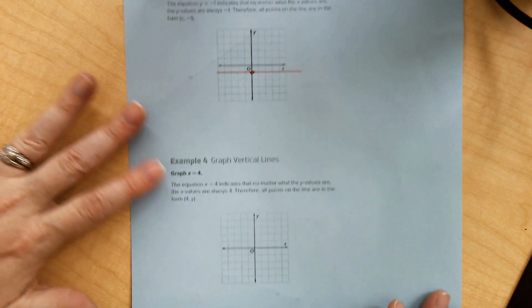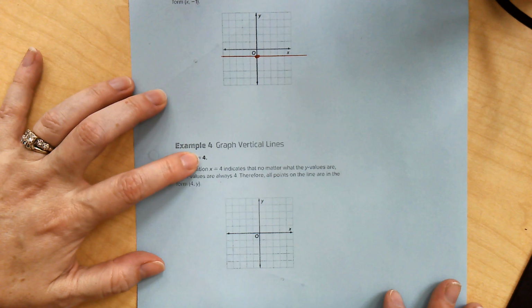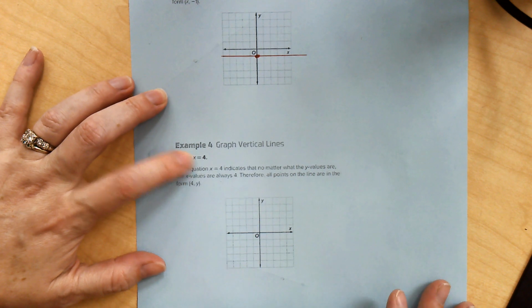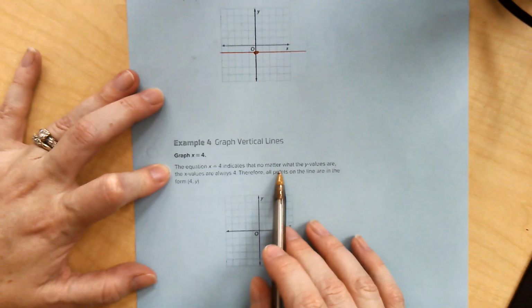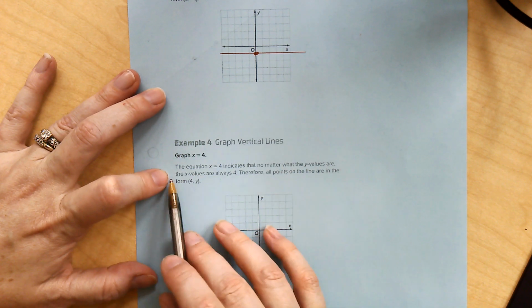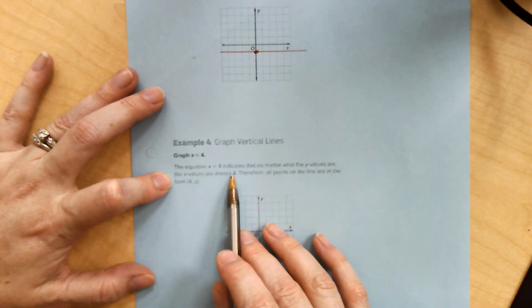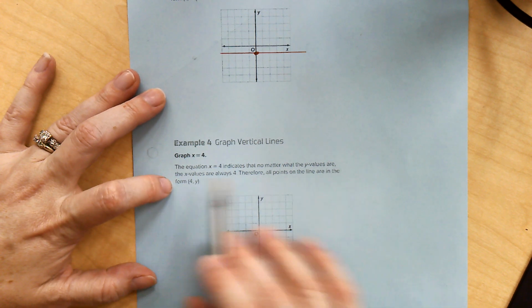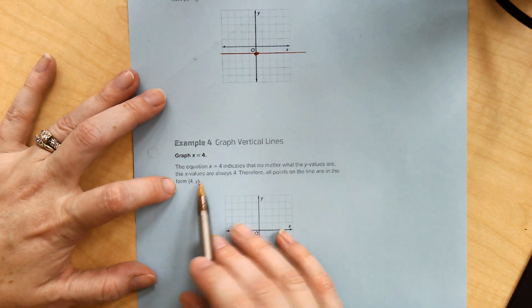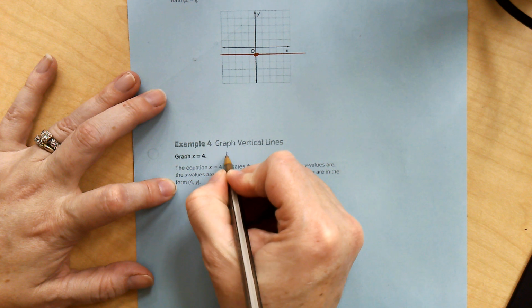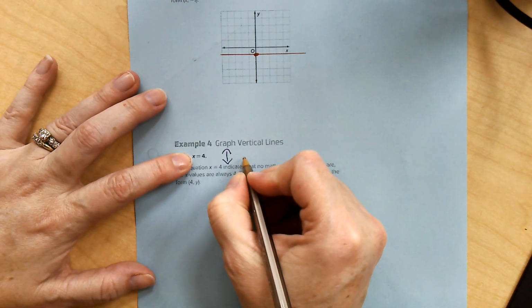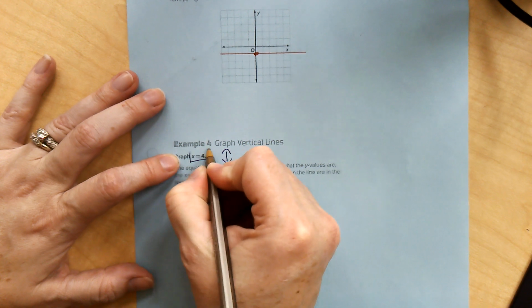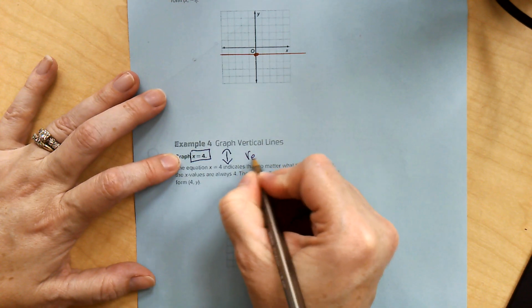Let's check out our vertical lines. Our vertical line equations look like this. X equals, in this case, the number 4. The equation x equals 4 indicates that no matter what the y values are, the x value is always going to be 4. Therefore, all points on the line are in the form of 4, comma, y. So vertical lines go straight up and down. Anytime you have x equals a number, whatever that number may be, you have a vertical line.